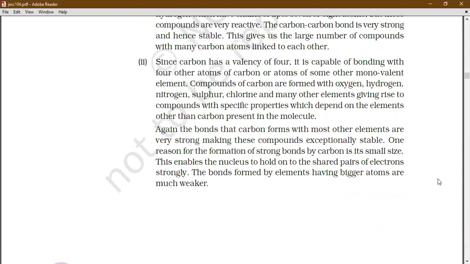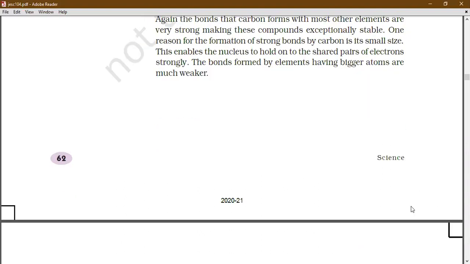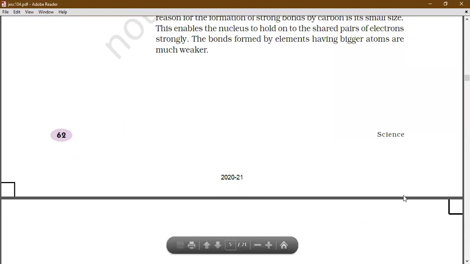Again, the bonds that carbon forms with most other elements are very strong, making these compounds exceptionally stable. One reason for the formation of strong bonds by carbon is its small size. This enables the nucleus to hold on to the shared pairs of electrons strongly. The bonds formed by elements having bigger atoms are much weaker.